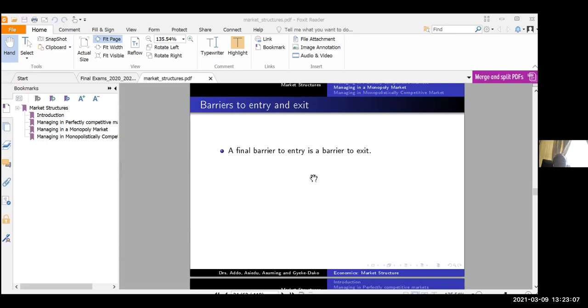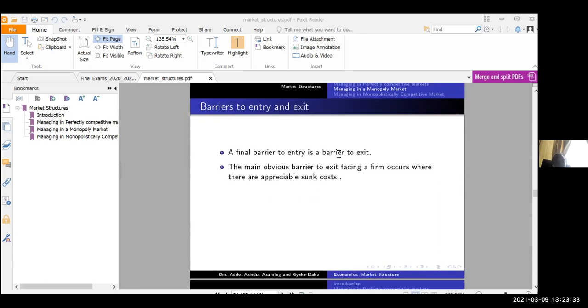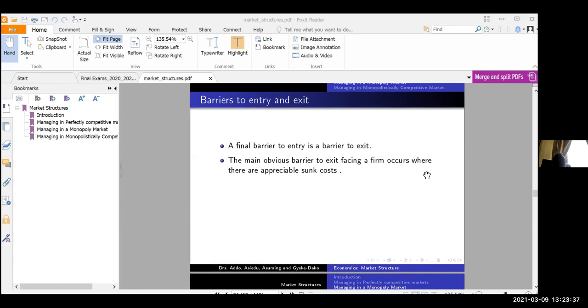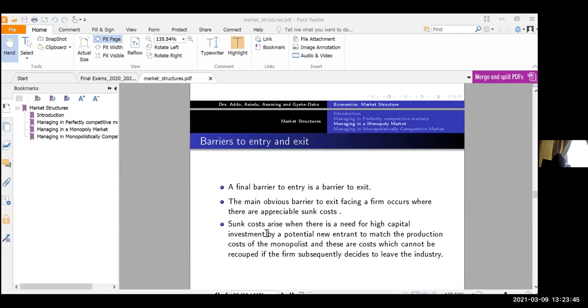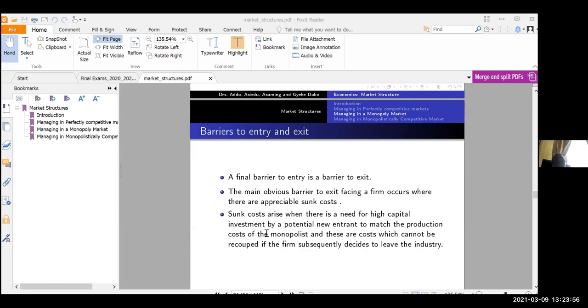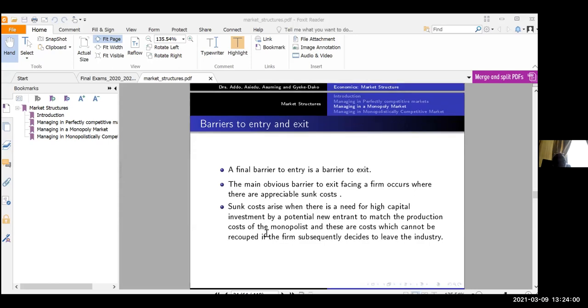A final barrier to entry is a barrier to exit. Sometimes the exit requirements are so high that you will not enter the market. You just cannot enter, because if you want to exit, the sunk cost is so high that you will not want to enter. The main obvious barrier to exiting facing a firm occurs where there are appreciable sunk costs. Sunk costs arise when there is a need for high investment by a new entrant. In some industries, you need to put in a lot of capital to be at the level of those who are in the market. And these are costs which cannot be recouped if firms subsequently decide to leave the industry.